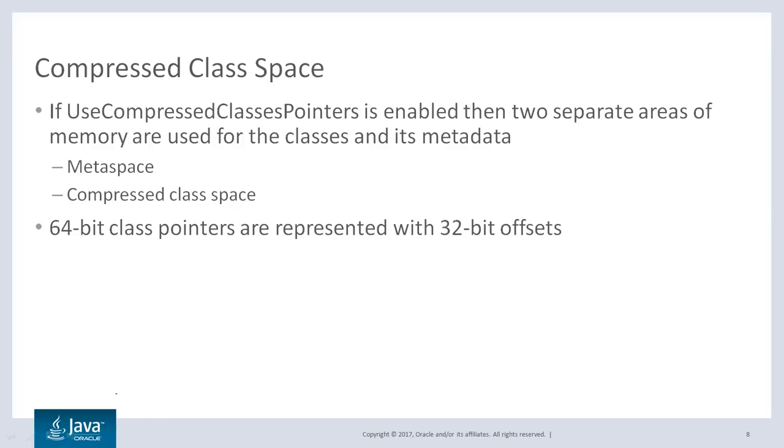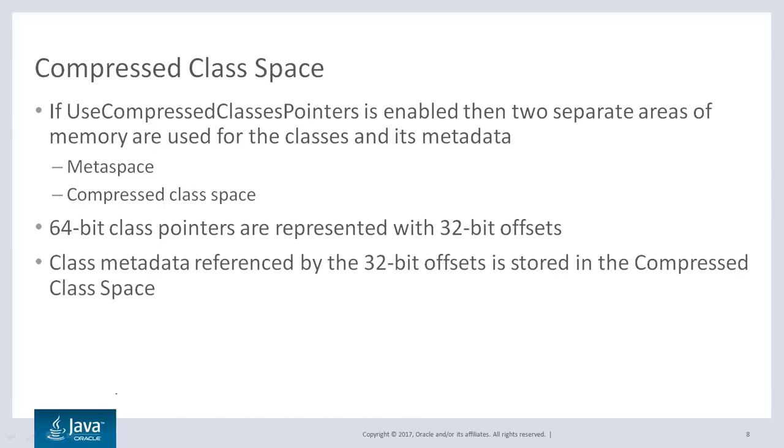This is done to gain some performance benefits and to reduce the memory footprint. These features are compressed OOPs for having compressed object pointers and compressed class pointers for having compressed pointers to classes. Now when the JVM uses compressed class pointers to represent 64-bit pointers, it uses a separate region in the metaspace to store the class metadata which is referenced by these compressed class pointers. And this region is called the compressed class space.